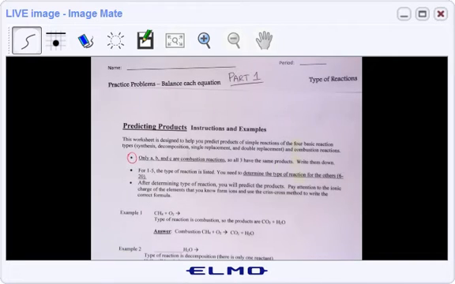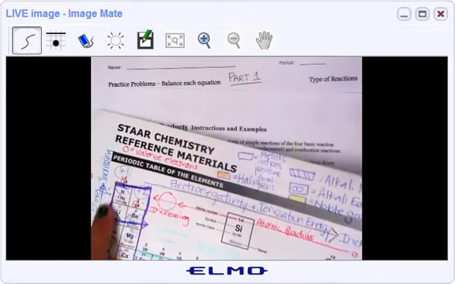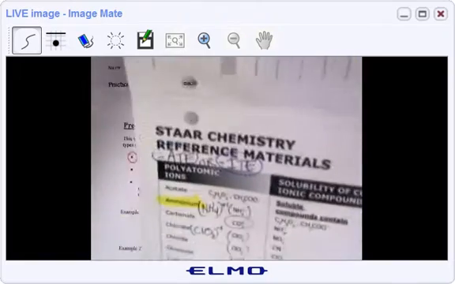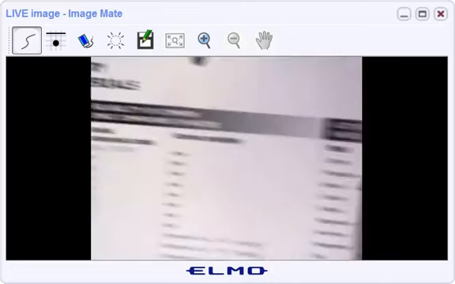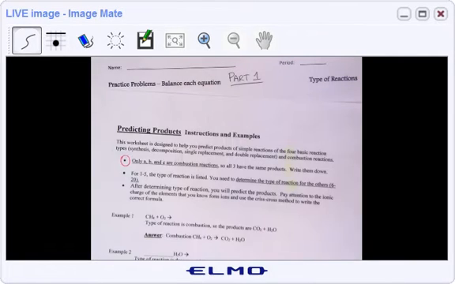I'm going to go through some problems with you, and you're going to need your periodic table, your star chart, because you need the charges. And then if you flip it over, you're going to have to reference the polyatomic ions, as well as on this side, the activity series. So if you need a minute, go ahead and grab your periodic table.